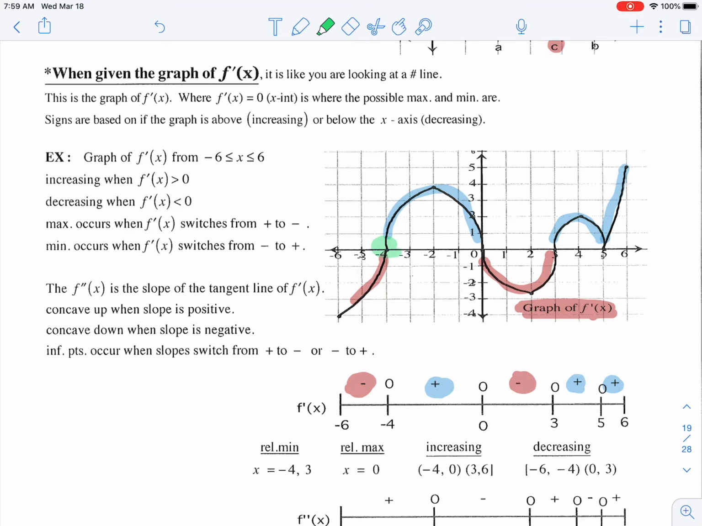So that means those key points there, these places, right here, here, here, and here are critical points. They're places where your derivative was 0. But only the places where you had a sign change would be a relative max or min. So we have a relative min at -4, and that would be because f prime goes from negative to positive. In other words, now that we have this, we figure out what f looks like. So a relative min at -4.